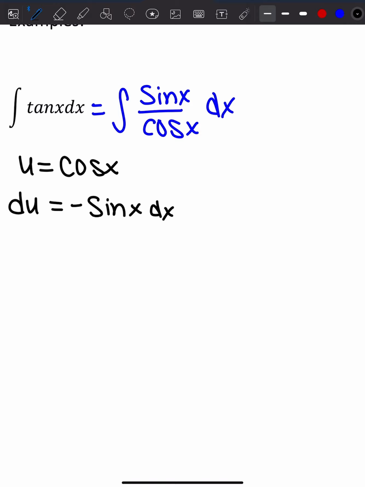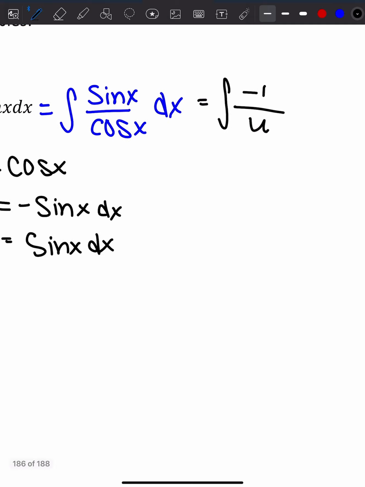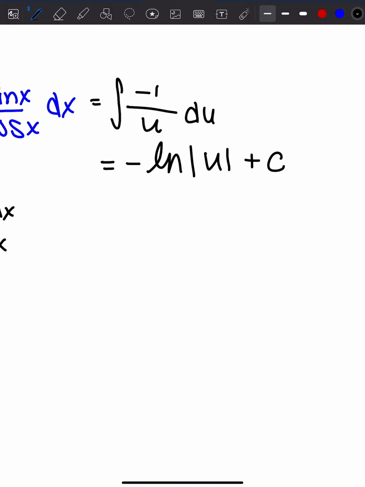dx. And we have everything there except for the negative. So I'm going to move the negative over. So now we're going to go ahead and plug these in. So we have the integral of u on the bottom. We have negative 1 du. And if I integrate that, we have negative times the natural log of the absolute value of u plus c. And then we plug our u back in. So negative natural log absolute value of u, which is cosine of x, plus c.